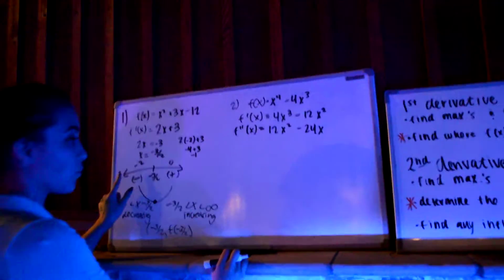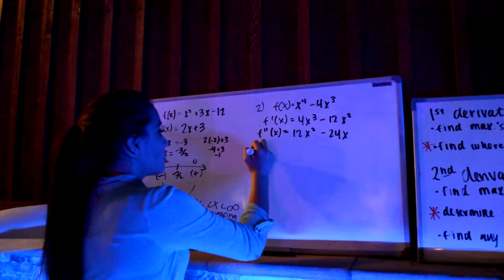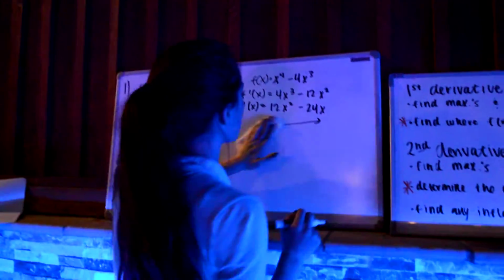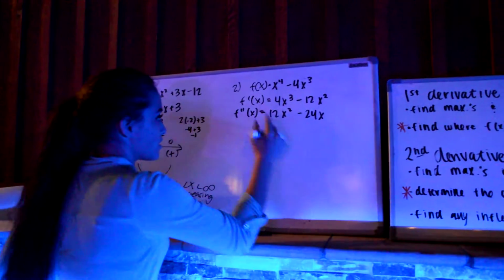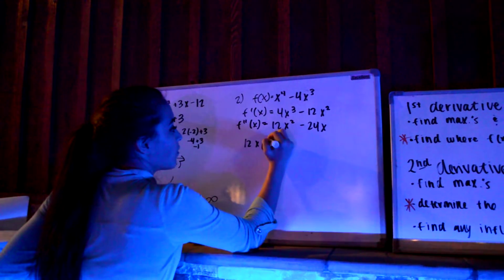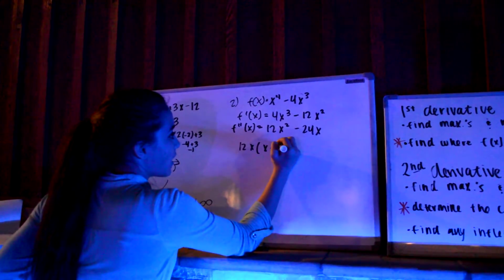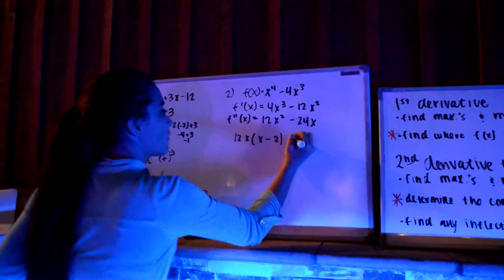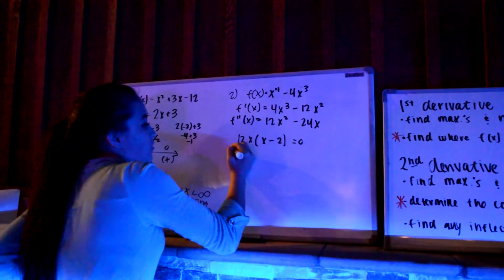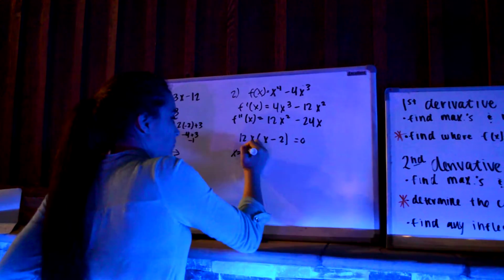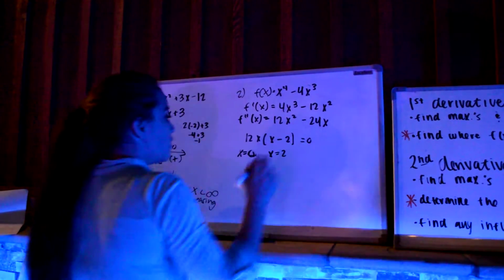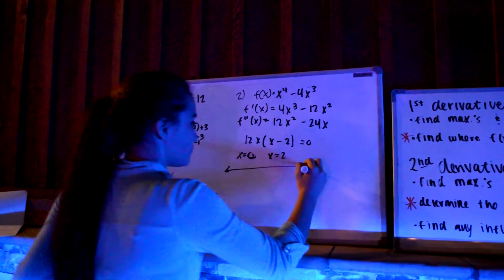So we're going to do the same thing. We're going to have a number line. Oh, no, just kidding. We have to find the zeros first. Set this equal to 0. So I'm going to factor first. Okay, so you have 12x equals 0 and x minus 2 equals 0. So you have x equals 0 and x equals 2. Okay, so now we're going to have our number line.